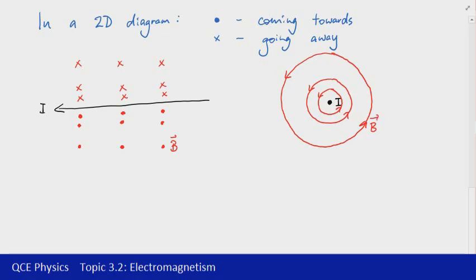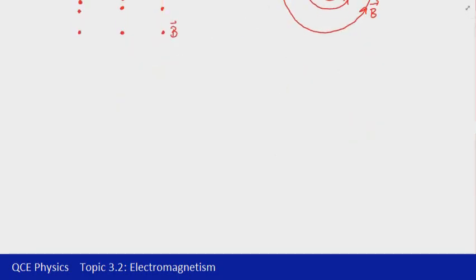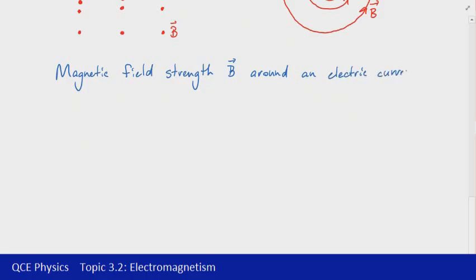Now, we've mentioned the magnetic field strength a couple of times in terms of the diagrams that we're drawing. There are two things that we need to be aware of about the magnetic field strength around a current, and there are two quantities that we need to relate to. So just jotting this first bit down. Around an electric current, the first thing is that it's proportional to the current.